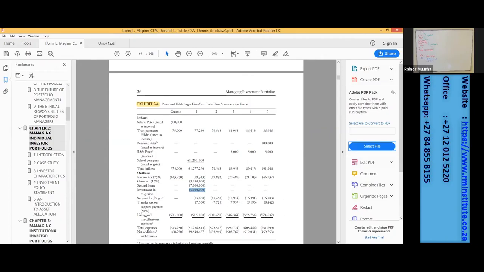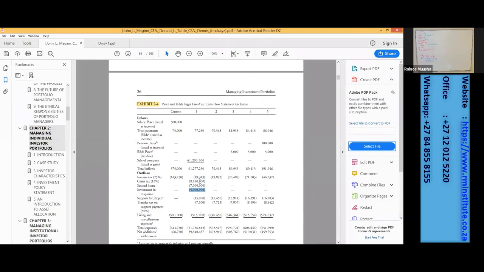At the same time, they are also expecting that their living expenses are going to be growing by the inflation rate as well. As you can see, the living expenses are also going to be growing by that. So in the first year, their total expenses are going to be the total of these expenses. This is where they're getting their total expenses.